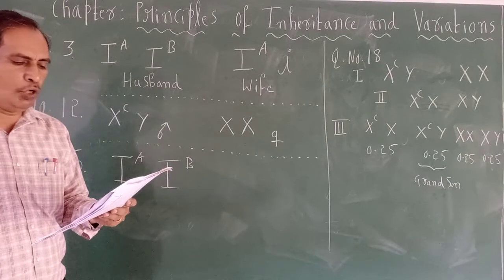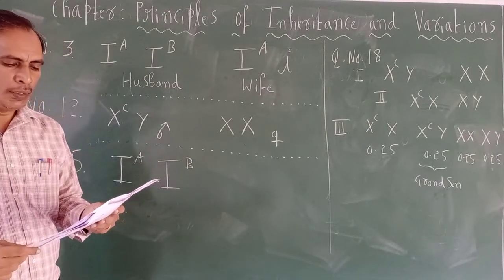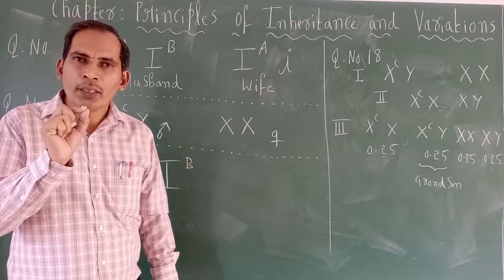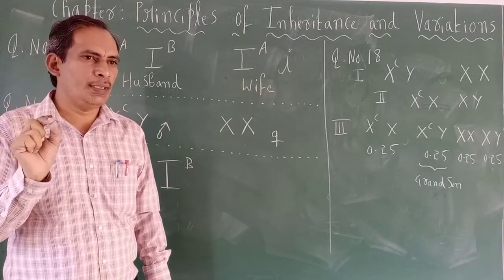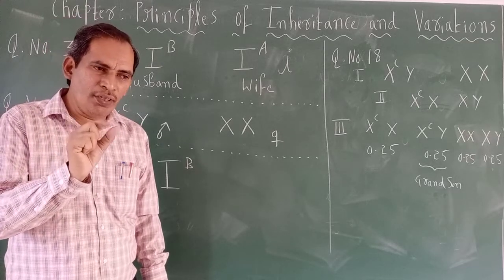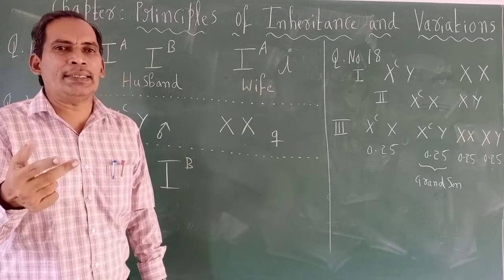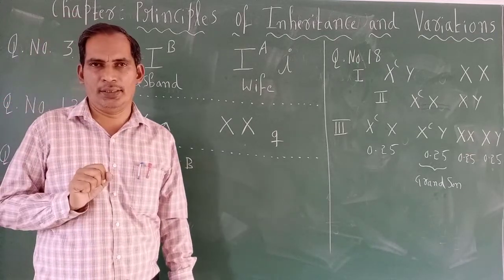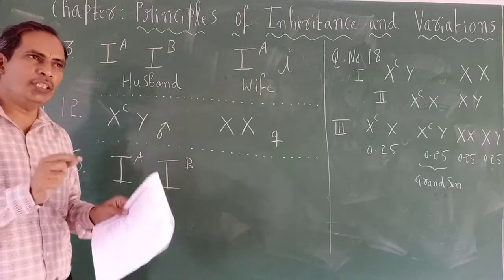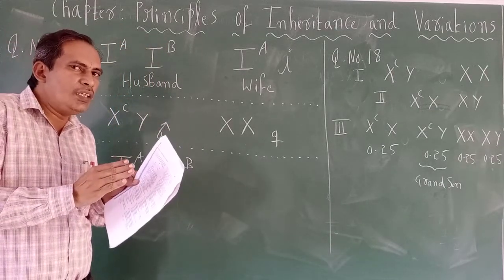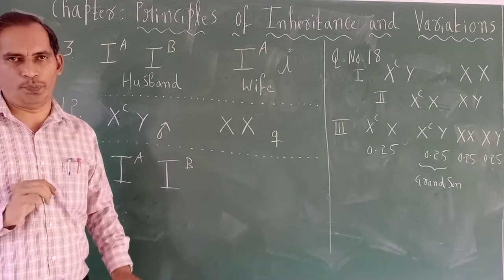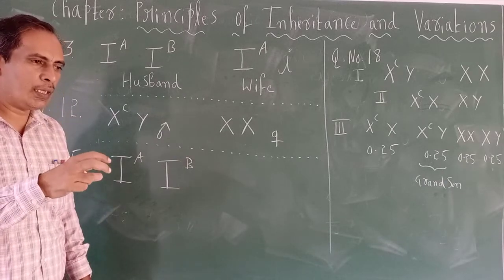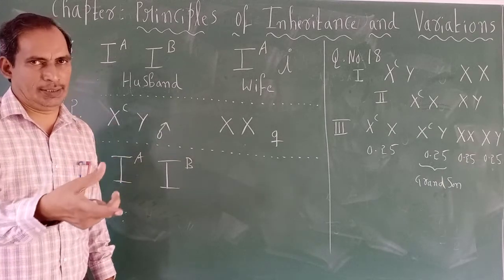20th question. A pleiotropic gene. What is pleiotropy? A single gene influencing many characters is called pleiotropy. Its opposite is polygenic inheritance. What is polygenic inheritance? In polygenic inheritance, many genes influence the same character. Its opposite is pleiotropy. In pleiotropy, a single gene controls many characters.